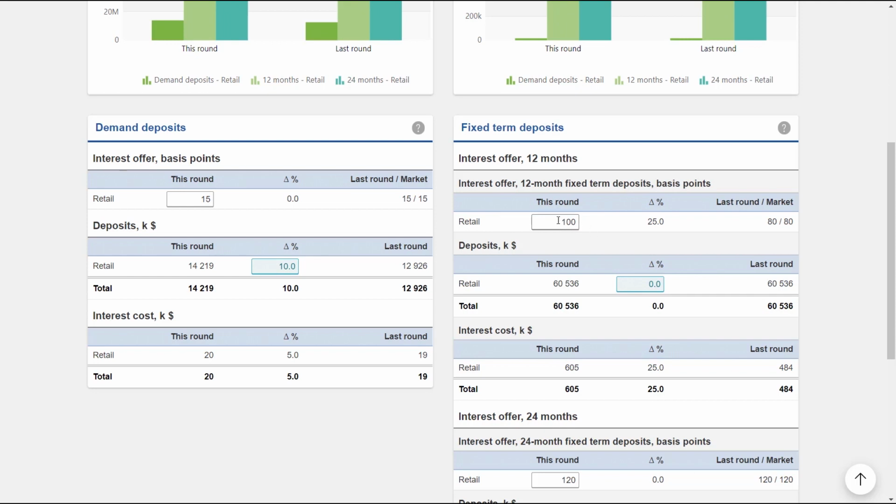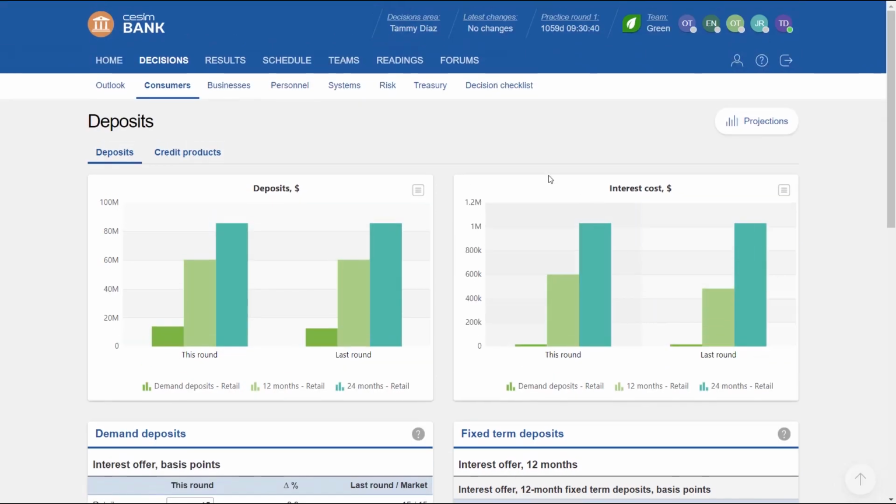The default values you see here, but you can always change them if you want. You can see the previous round inputs here. You can see what was your own offer last round and what was the market average for last round. Now that we are starting, in the beginning, every team has exactly the same decision. So whether you have 4 teams or 10 teams in your course, everybody has exactly the same balance sheet and same amount of customers. Then we move on to the credit products.